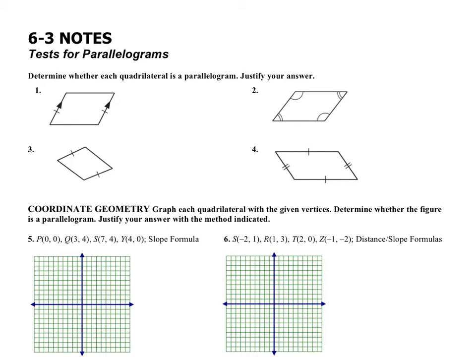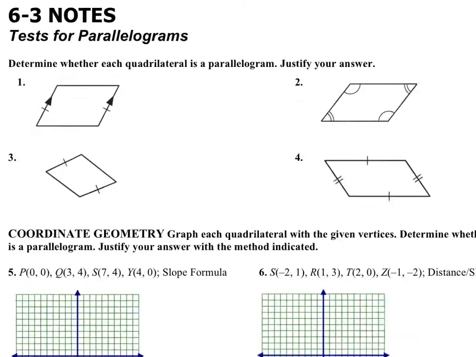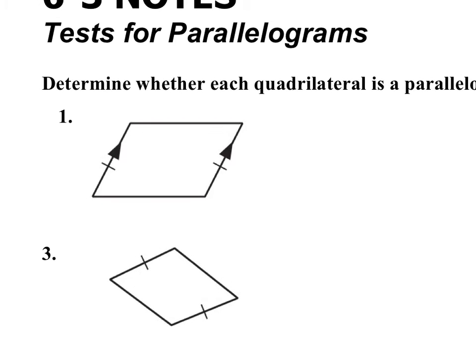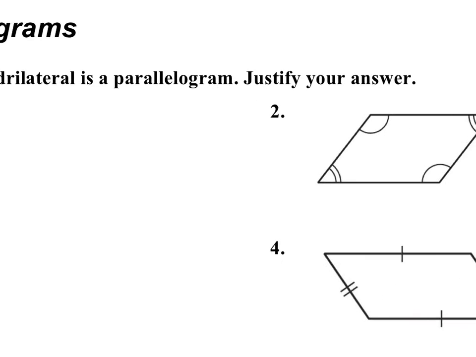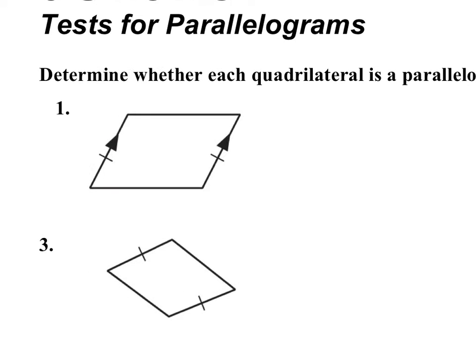This is a section about testing whether or not we have a parallelogram. What I want to do is use the idea of what we've already learned in 6.2 about parallelograms to help us determine whether or not we have a parallelogram. So I'm just going to jump right in. For number one, we want to determine whether each quadrilateral is a parallelogram, and we want to justify our answer.